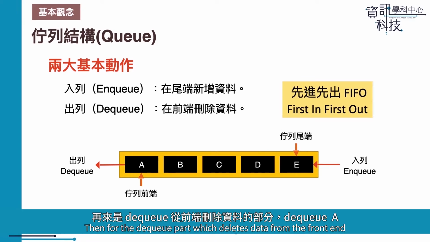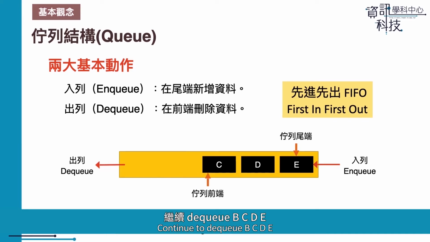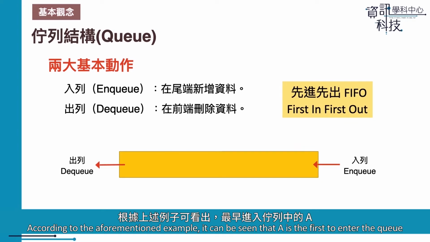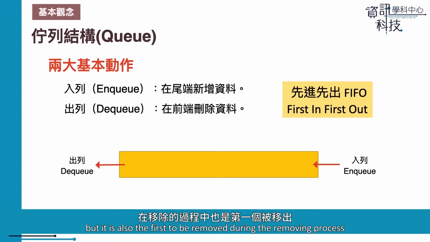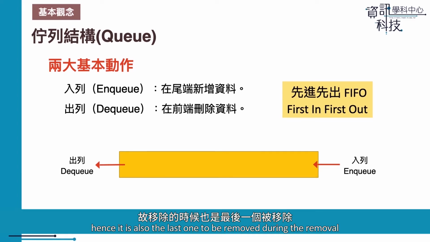Then for the dequeue part, which deletes data from the front end, dequeue A, then the front end of the queue will become B. Continue to dequeue B, C, D, E. According to the aforementioned example, it can be seen that A is the first to enter the queue, but it is also the first to be removed during the removing process, while E, the last data added to the queue, is the last one to be removed.